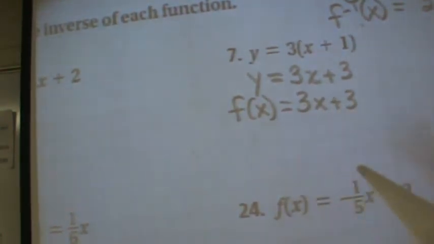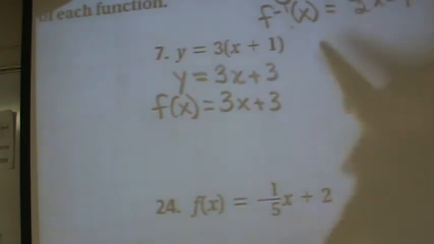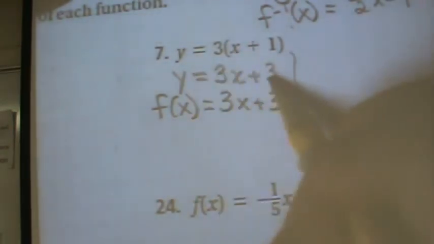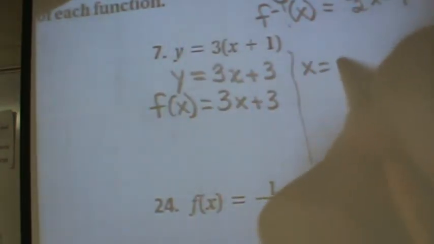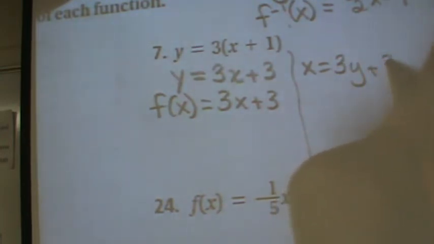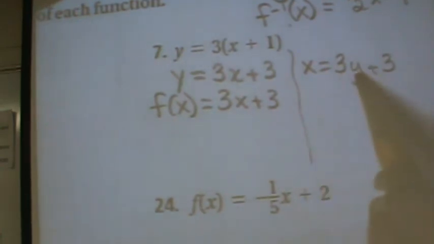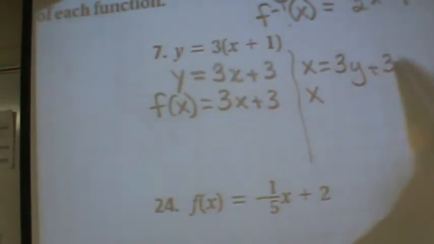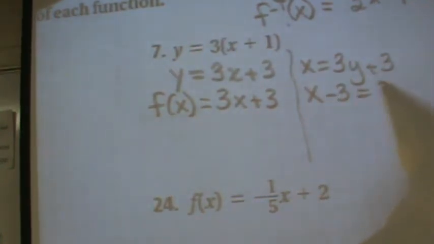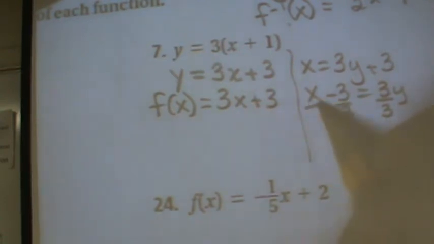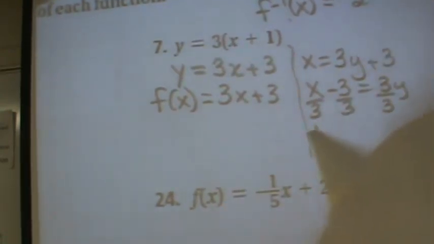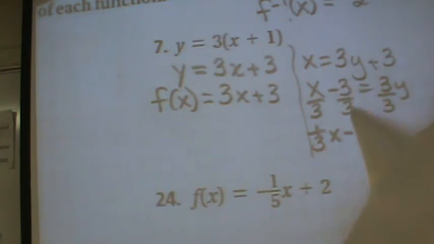Now, how do you find the inverse of this? You're going to switch y and x, and you're going to resolve it for y. So you have x, swing 3 over, and then do what? Divide everything by 3. So this is 1/3 x minus, what's another name for 3 over 3?